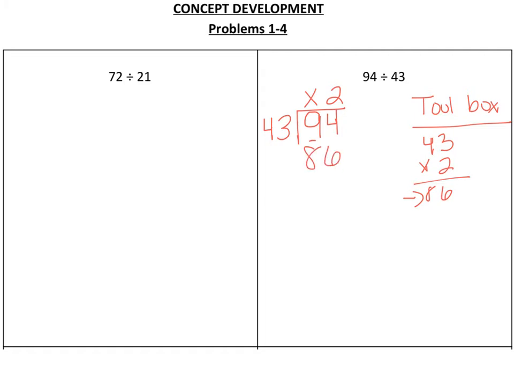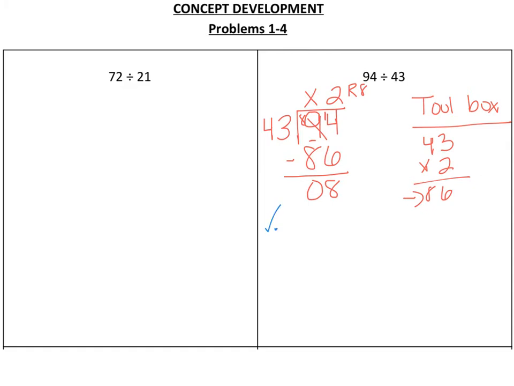So I divided, I multiplied, so now I have to subtract. So 4 minus 6 I can't do, so I've got to borrow 8. And that makes it 14. So 14 minus 6 I can do, which is 8. 8 minus 8 is 0. So it's 2, remainder 8. So now we need to check. Always, always, always check, because that's going to tell you if your answer is right or not.